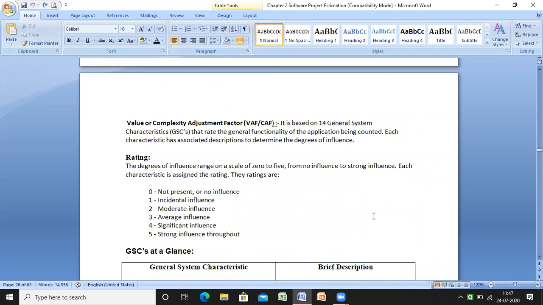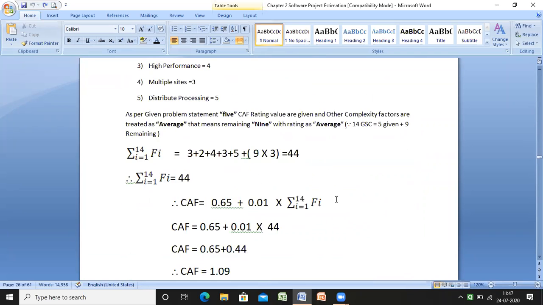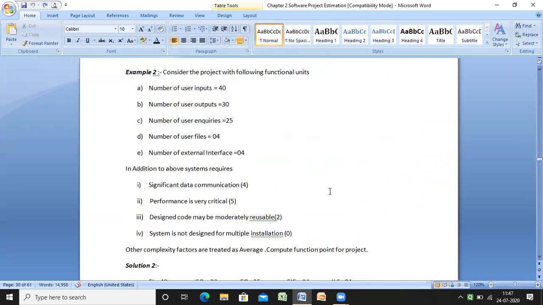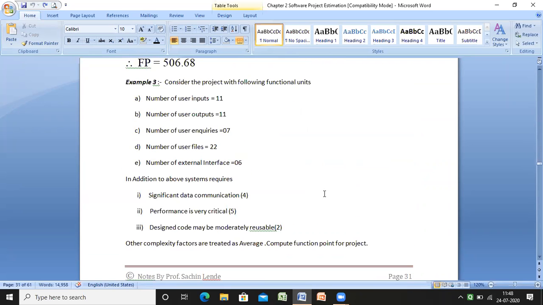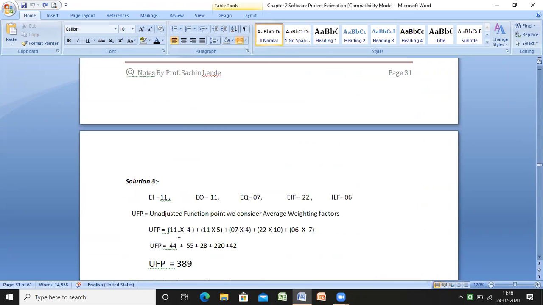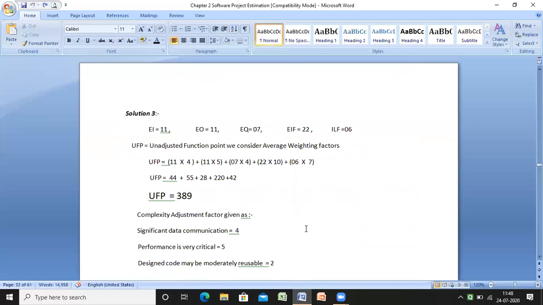Okay, 4, 5, 4, 10, 7. You are going to multiply it with 4, 5, 4, 10, 7 with the available functional units. So 11 into 4, 11 into 5, 4 into 5, 4 into 7, 22 into 10, and 6 into 7. So 44, 55, 28, 220, and 42. And the last output is 389.